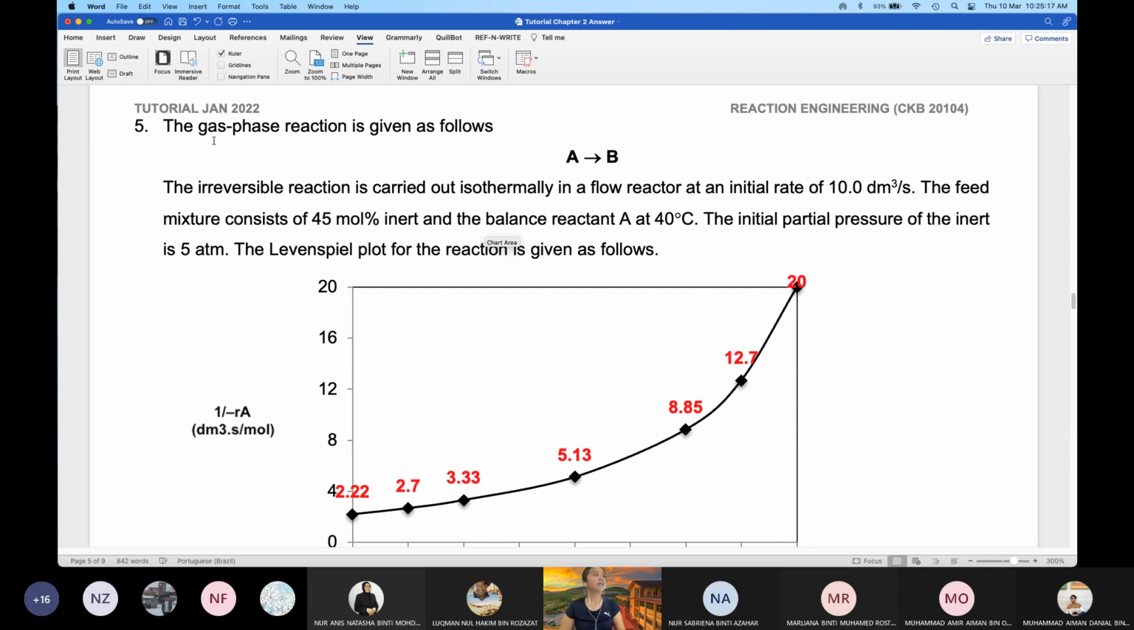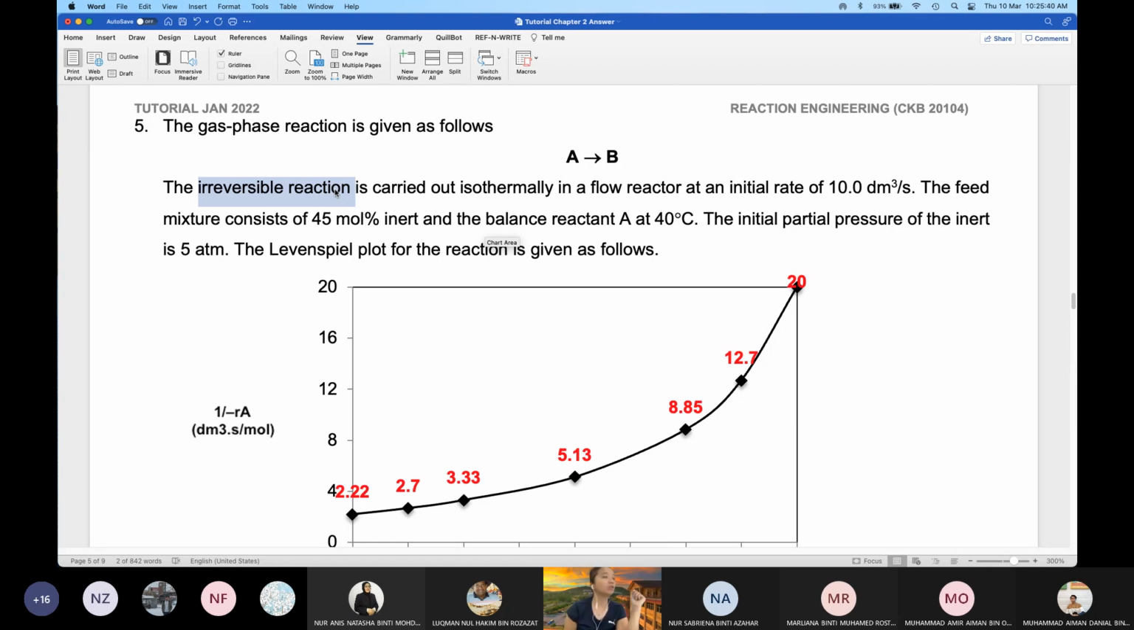So first thing first, it is a gas phase reaction. Second, it says irreversible reaction. So until chapter 4, we will still discuss irreversible reaction, meaning reaction that occurs in the forward direction. But later in chapter 4, you will also learn reversible reaction. So reversible means it goes forward, it can also go backward.